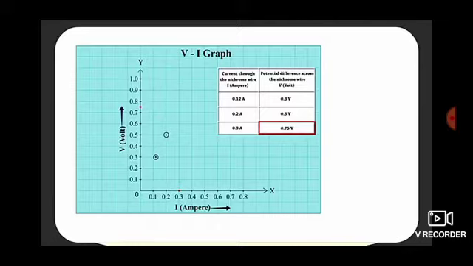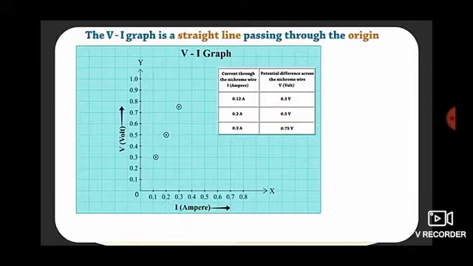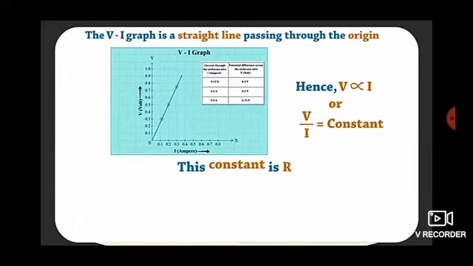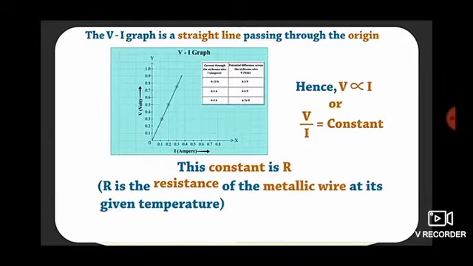And the same thing is given in your textbook. So you can write these values, and you can have the understanding. So a straight line passing through the origin 0. Hence V is directly proportional to I, or V by I is constant. This constant is R. R is the resistance of the metallic wire at its given temperature.